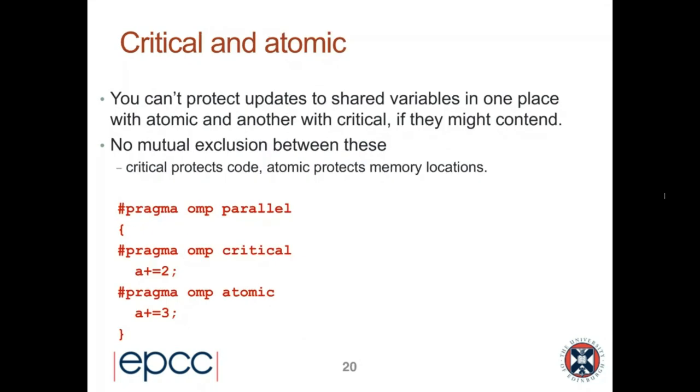Okay, so one or two bits and pieces about synchronization. Just remember that you can't protect updates to shared variables in one place with atomic and in another place with critical if they might happen at the same time. So there's no mutual exclusion between those. So in this code fragment, we have a parallel region. I have two updates to A, one of which is protected by a critical, one of which is protected by atomic. So that's not safe. I still have a race condition here.